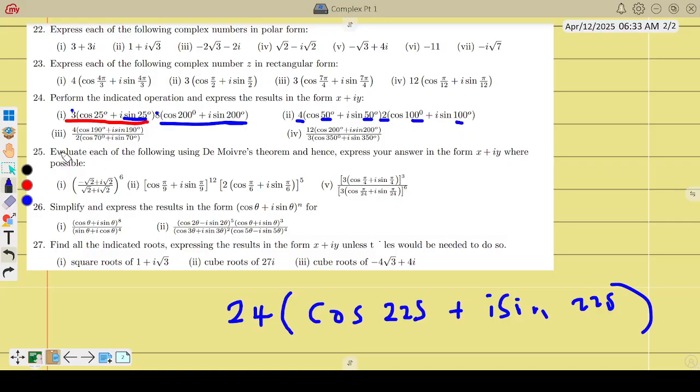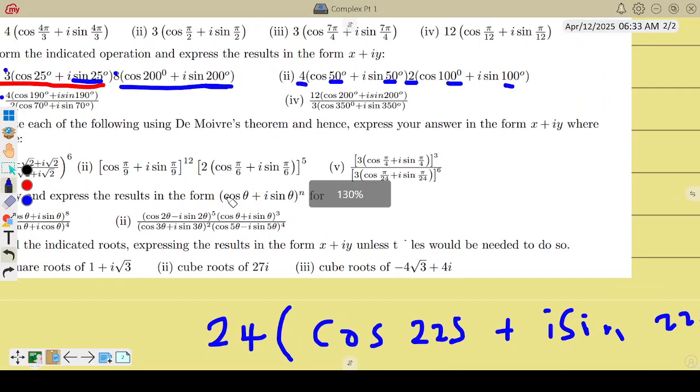And then for this one, we're dividing. So here you say what is 4 times. So is this even clear?